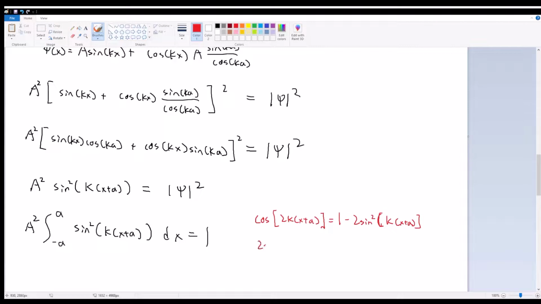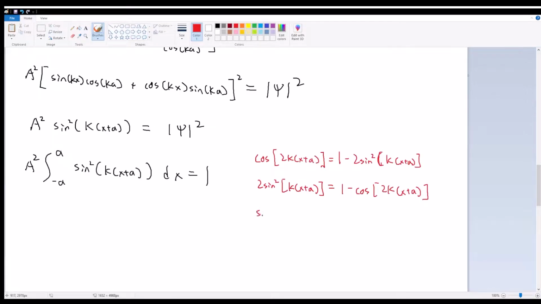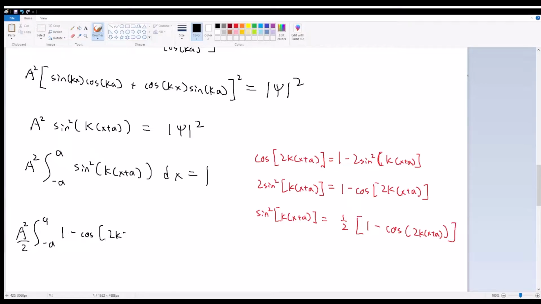So that means 2 sine squared (kx + a) is going to equal 1 minus cosine 2(kx + a). So at this point, sine squared of (kx + a) is going to equal 1/2 times (1 minus cosine 2(kx + a)). Plugging this back in, we get A squared times the integral from negative a to a. Take the 1/2 out, and we get 1 minus cosine 2(kx + a) dx, and this is equal to 1.